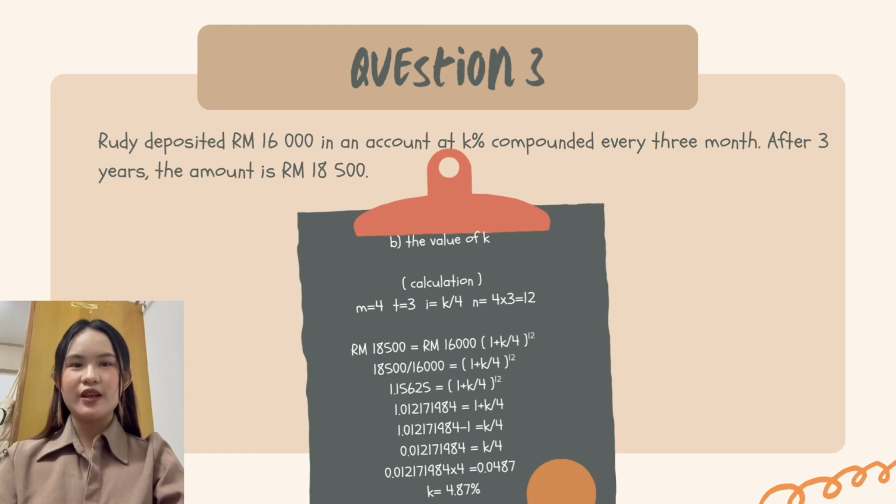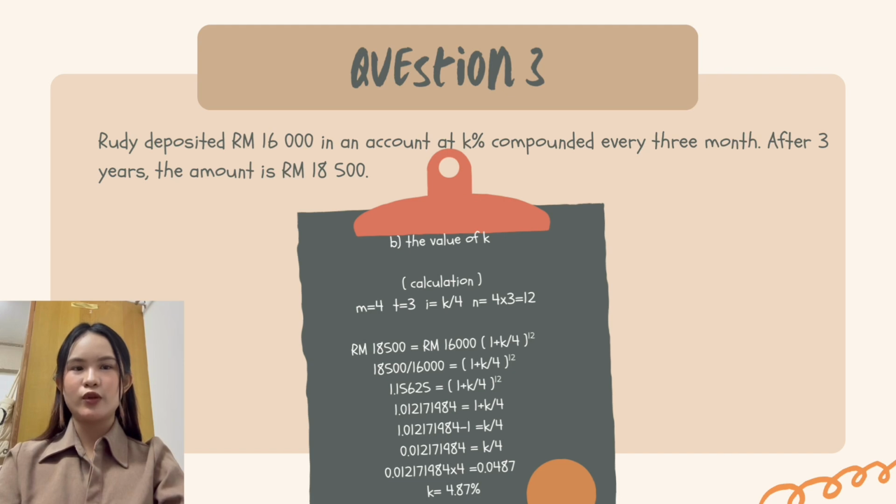The first step is 18,500 equals 16,000 times (1 plus K over 4) to the power of 12. Then you move the 16,000 to the other side. So 18,500 divided by 16,000 equals (1 plus K over 4) to the power of 12. The result of the division is 1.15625 equals (1 plus K over 4) to the power of 12. Then you move the power of 12 to the other side.